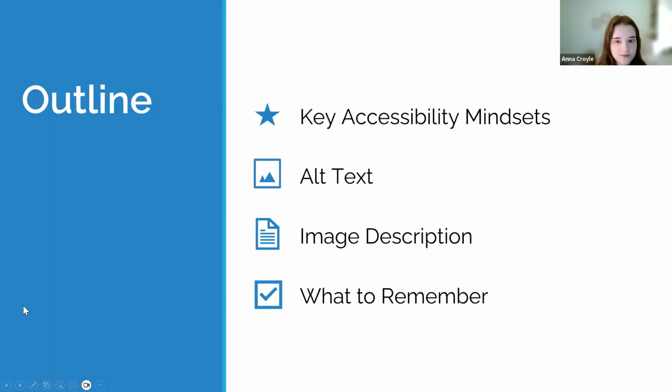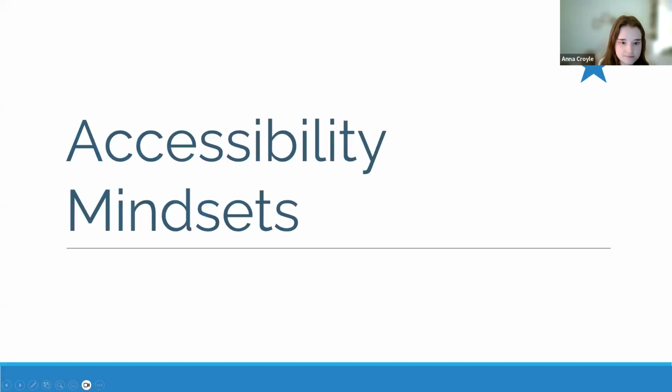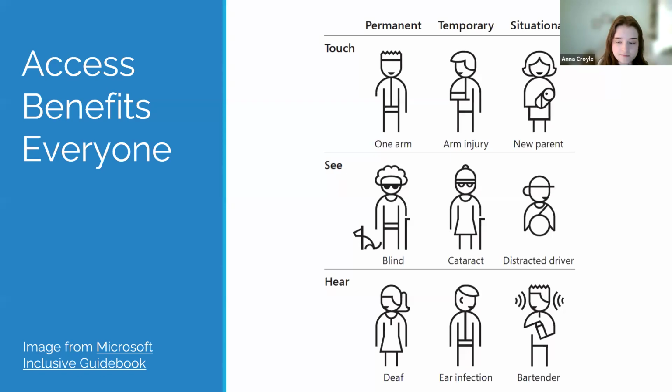So today we'll be talking about some key accessibility mindsets that apply in general when you're creating accessible digital materials, but also apply well in this context. We'll go through some specific examples for alt text and image descriptions, and we'll wrap it up with what you should take away from today's session. Okay, so some accessibility mindsets. And these are ones I try to keep in mind as I'm designing to create the best products I can.